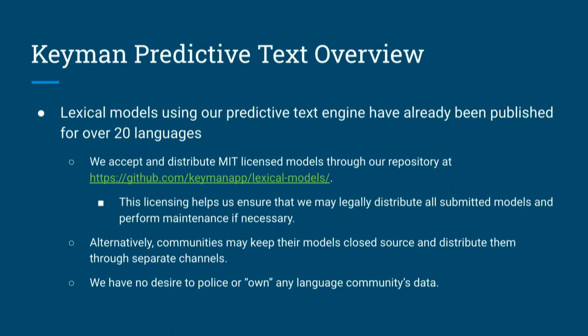So we accept and distribute any models that are MIT licensed. If a language community is fine giving that licensing, we will take those models into our repository so we can do maintenance on it. It's kind of hard to do maintenance if you don't have the right to do so. So that's the reason we have that restriction for anything we distribute. But users can decide to develop it, put their own licensing, and distribute through other channels should they so desire. We just can't legally maintain that on their behalf, but we don't restrict to this licensing in general. It's just it is a little harder to get it passed around.